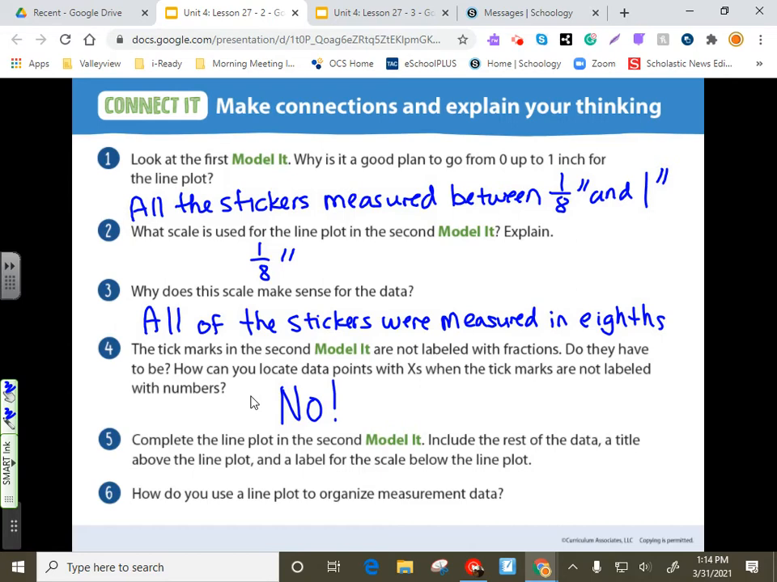Number 5, complete the line plot in the second model. Include the rest of the data, title above the line plot, which we did, and label the scale. So we did both of those things. And since we already did it, we're not going to go back and do it again. And this last one, how to use a line plot to organize measurement data. The X's show how the data is distributed.